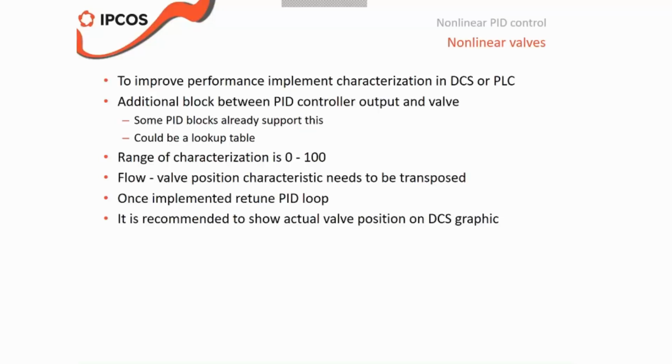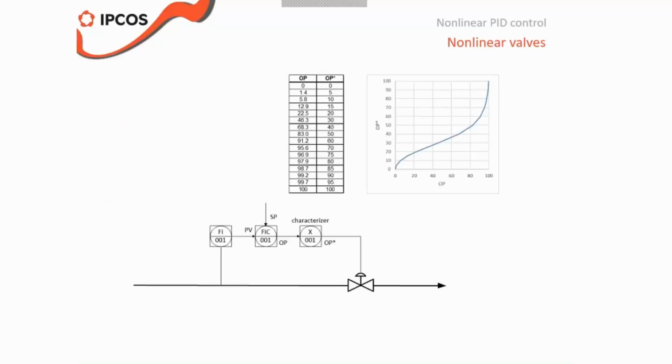And last thing, it's recommended to show the actual valve position on the DCS graphic because the operators appreciate that. If they would go to the faceplate of the controller, then you actually see the transformed output, which doesn't mean it's exactly the same value as what's actually in the field. So it's a good thing to show this on the DCS graphic.